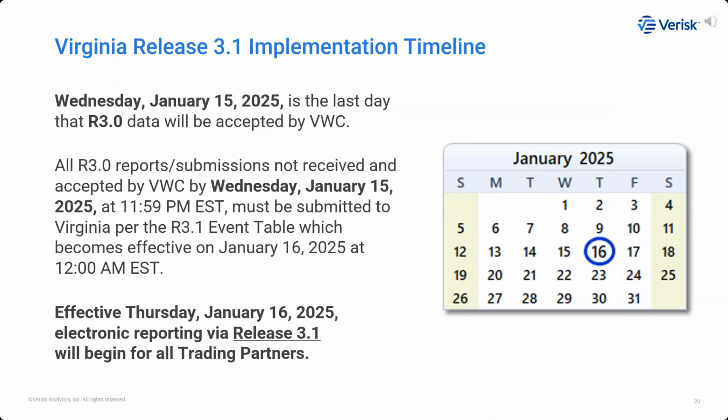Any Release 3 report not received and accepted by 11:59 on Wednesday, January 15th must be submitted to Virginia per the Release 3.1 event table pursuant to our mandate date of January 16, 2025. Effective January 16, 2025, electronic reporting via Release 3.1 for all trading partners will begin, and anything submitted according to the Release 3.0 standard will be rejected.